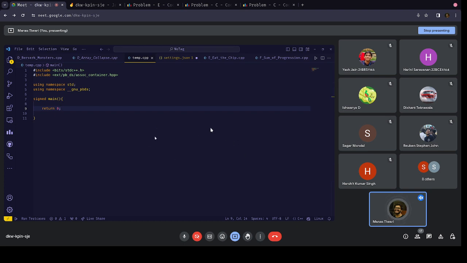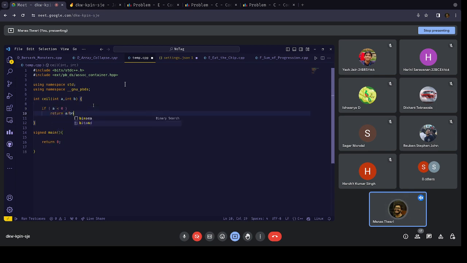So again, how you can write a ceil function is int ceil, int a, int b. So if a is less than 0, you return a by b, else return a plus b minus 1 by b, right? So this is a ceil function. You can create one of your own and just use it like this, right?